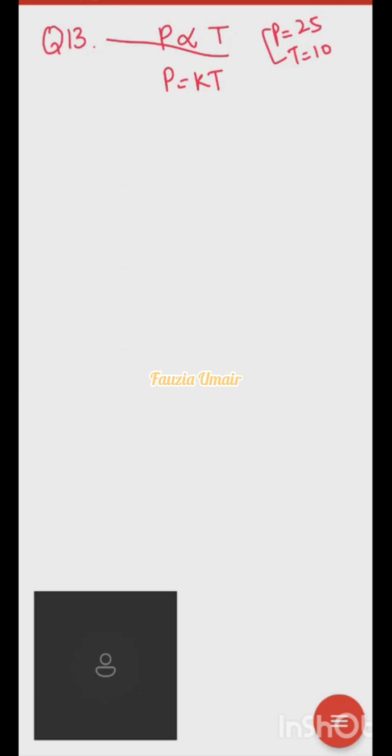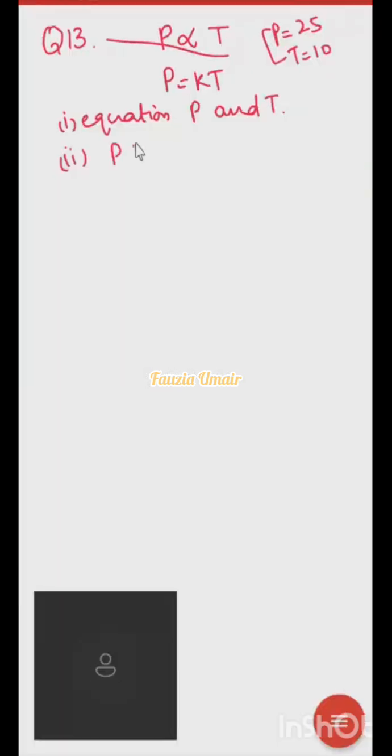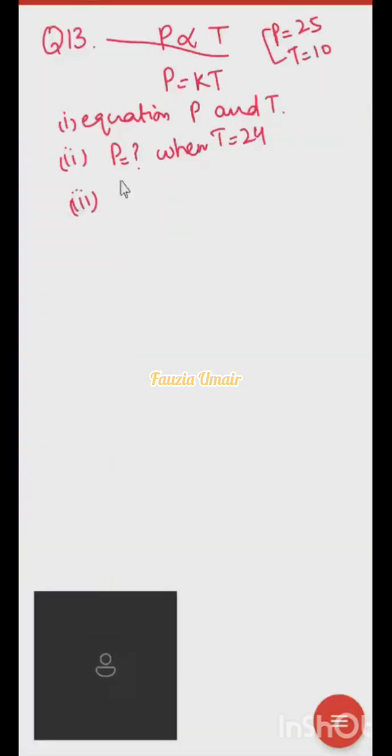Okay, so now let's see. We need to find an equation connecting P and T, pressure and temperature. Then in the second part, we need to find the value of P when T is 24. So we will make the equation and then we can find out any of the values. Now the third part: we need to find out T when P is 12. Okay, this is what we need to solve.